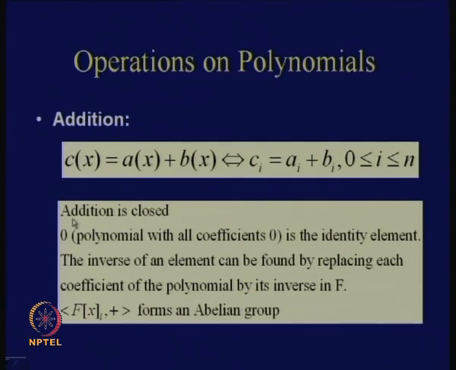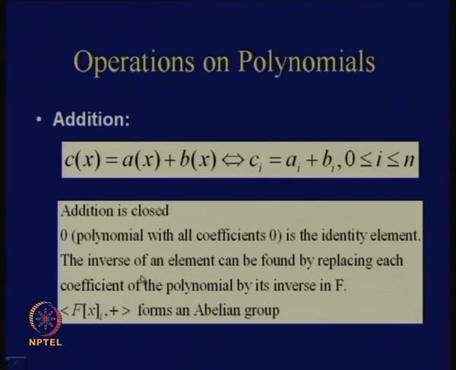The point to be noted here is that addition is closed. If we consider the degree of a(x) to be greater than the degree of b(x), then the degree of a(x) plus b(x) cannot be greater than the highest degree between a(x) and b(x). So the degree of c(x) is never greater than the higher degree between a(x) and b(x). That means addition is essentially closed. Also, if we have a polynomial with all its coefficients as 0, which we often refer to as the element 0, then 0 forms the identity element under the addition operation.